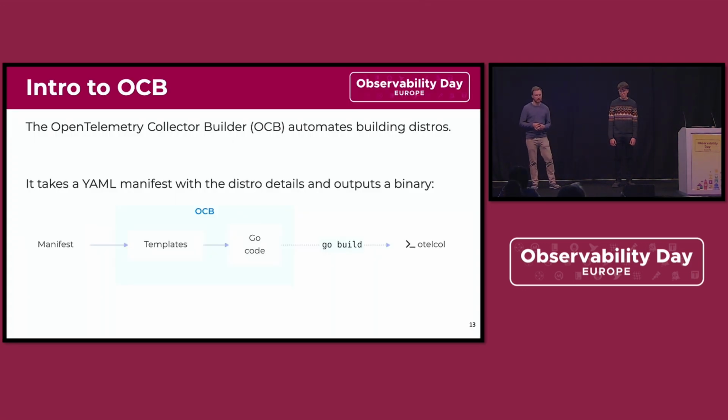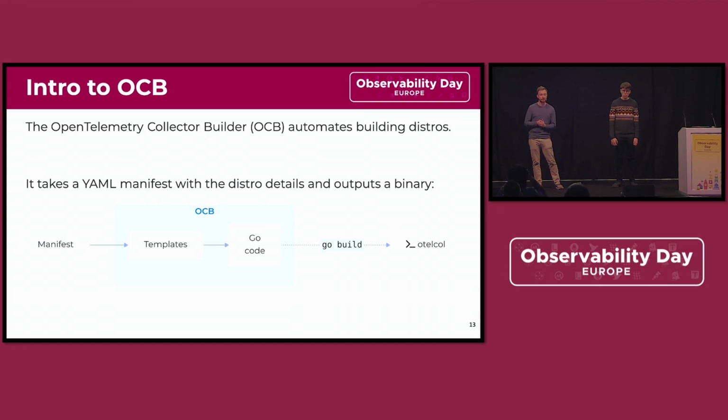So a quick introduction to the collector builder. The collector builder basically is supposed to automate as far as possible the process of building a collector binary from the input set of components that you want. So the only thing that you really need to build your own binary is a manifest and then an OCB binary.